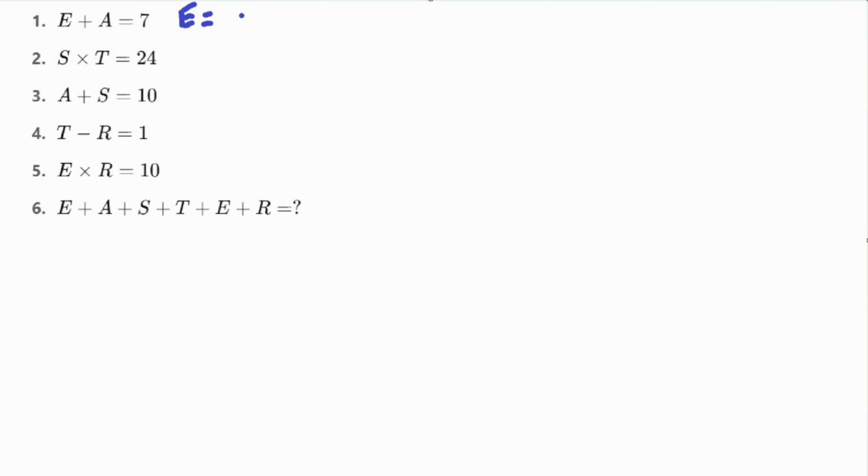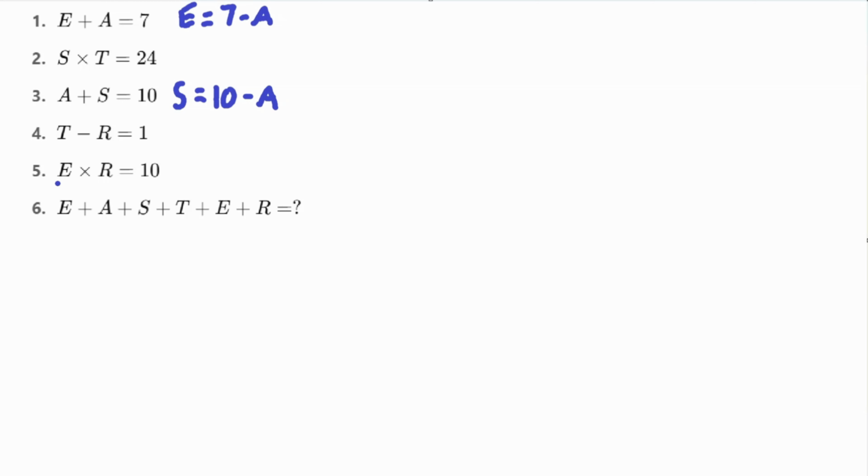E is equal to 7 minus A, okay? And then we have A plus S here, so then S is equal to 10 minus A, okay? You guys see this is all true, correct? So now we have these two variables written with an A here. And now, if you want to go further in writing equations in terms of A, we can.